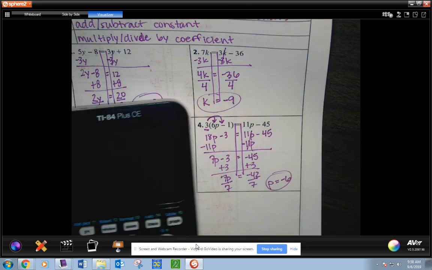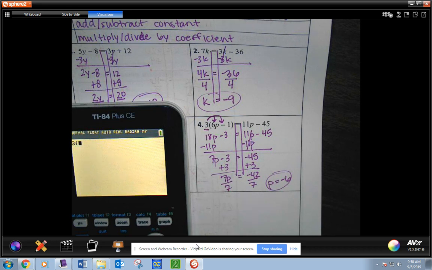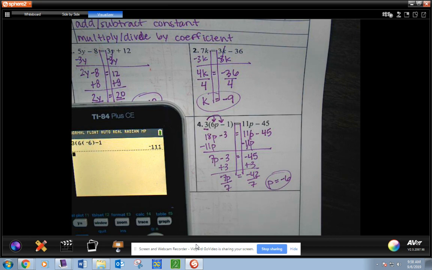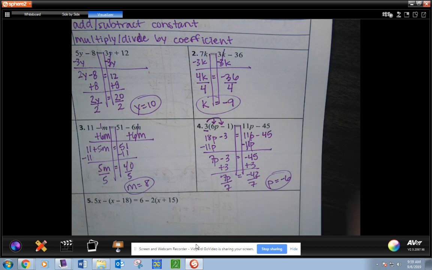Okay, so I told you I would show you the check on this one. So in your calculator, you're going to do 3, open parentheses, 6, open parentheses, but instead of p, we put negative 6, close, minus 1. I'm going to hit enter and get my answer. And then I'm going to do the other side. 11, open parentheses, negative 6, minus 45. If I don't get the exact same answer, which I did, then you've done something wrong.